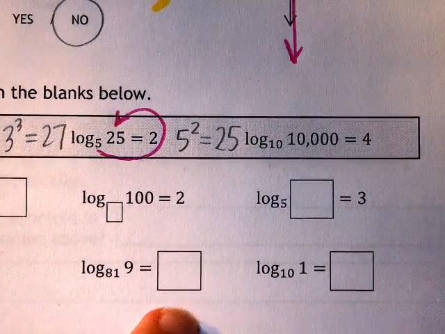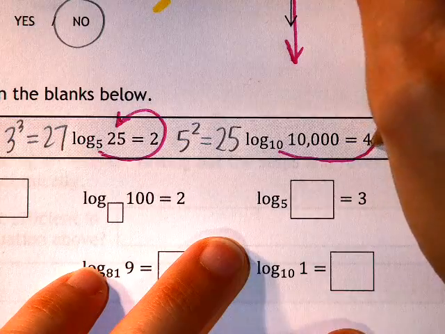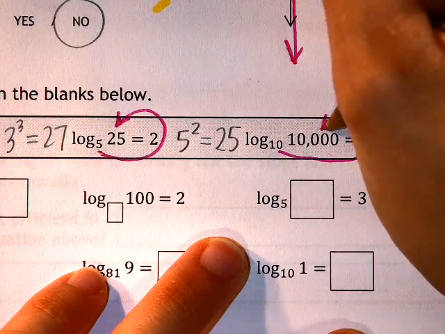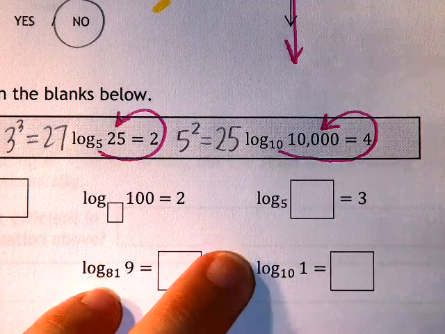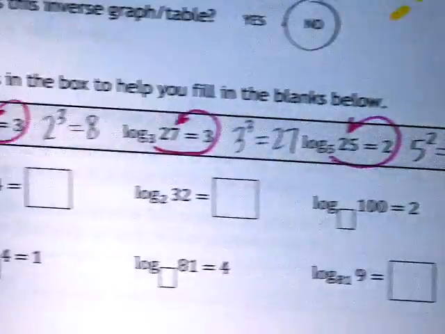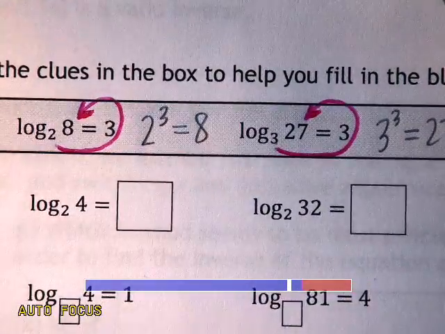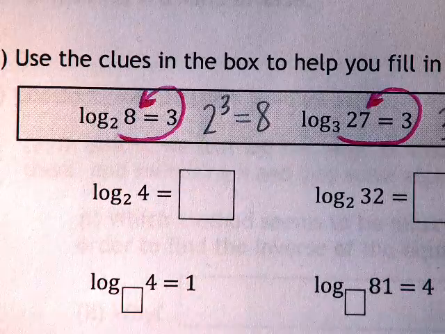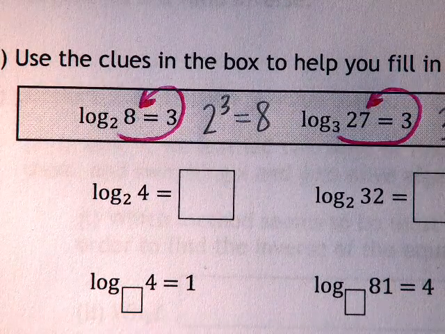And then of course in the last one it works there as well. 10 as a base to the power of 4 as an exponent equals 10,000 as a result. So it is clear that there is an exponential pattern kind of hiding within each log expression. And now that you recognize that a log is simply an exponential in disguise, hopefully you can start to fill in some of these blanks.